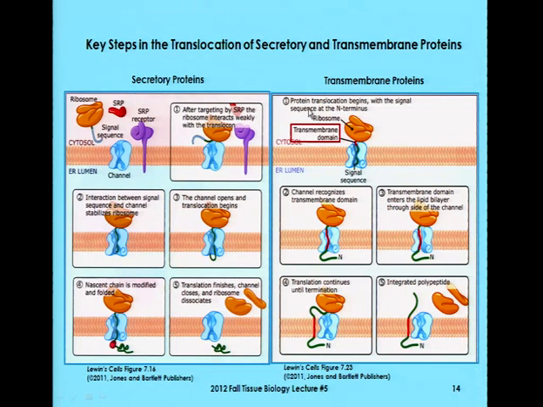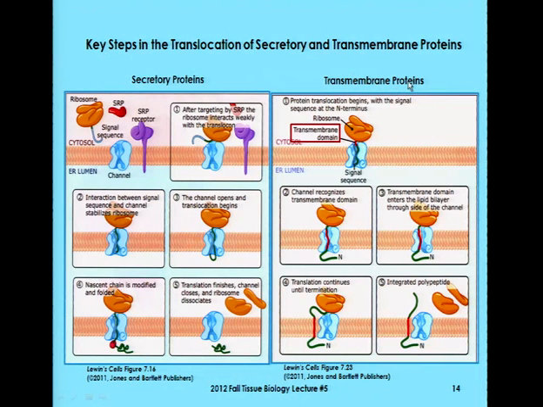Now, this slide is providing a distinction on some of the key steps in translocation of secretory and transmembrane proteins. I'm trying to use this slide to summarize the key events, the key players that you should know: the ribosome, the signal sequence, the SRP particle and its receptor, and the channel protein. These are the key players in both the translocation of secretory proteins and transmembrane proteins. Now, this is something we just summarized in the previous slide.